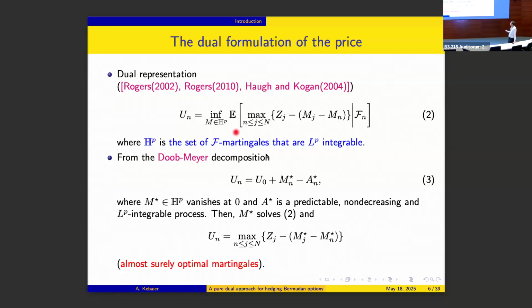And more than that, you can prove that U_n is equal to the running maximum of the difference between the payoff and the optimal martingale. So in the literature, this M star is called the almost surely optimal martingale. This almost surely optimal martingale, of course, is theoretical. You cannot compute it, because even though there are attempts to approximate this M star, they are still approximations, and such an attempt means that you have a pre-computation procedure before.